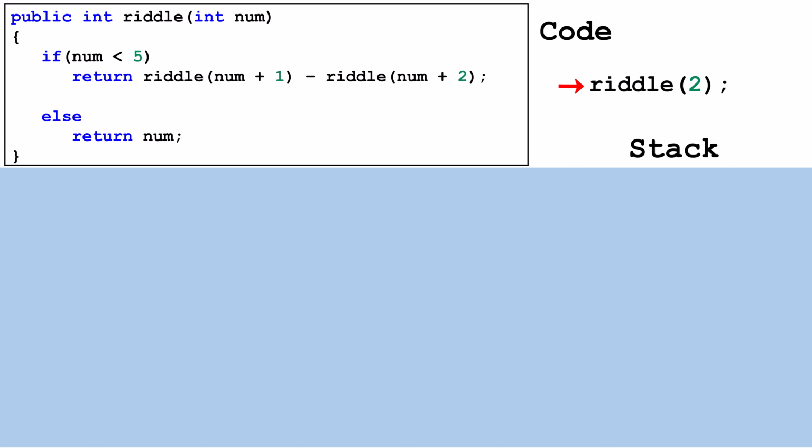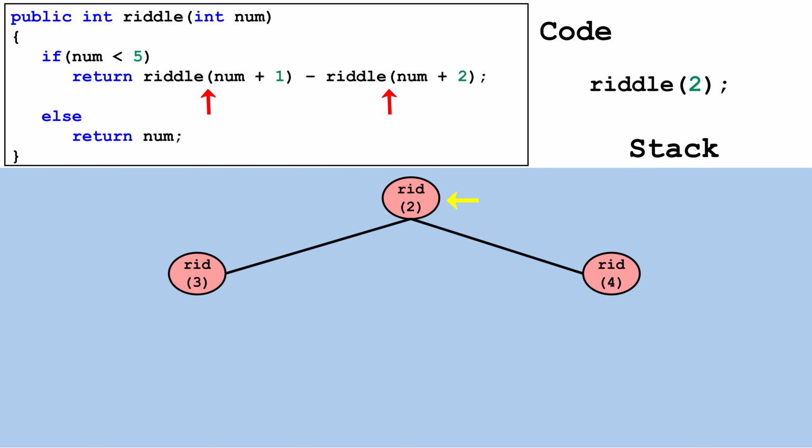Let's say we call riddle and pass it the value 2. In this stack frame, num has a value of 2. Num is less than 5, so it makes the calls riddle 3 and riddle 4.